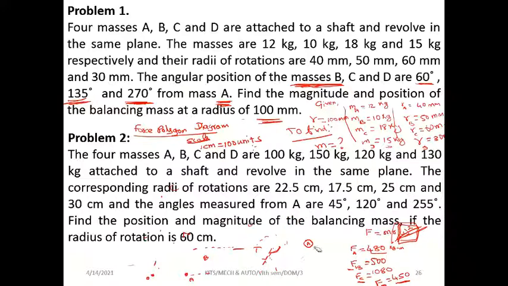Let me read the second question. The four masses A, B, C, D are 100 kg, 150 kg, 120 kg and 130 kg, attached to a shaft and revolved in the same plane. The corresponding radii of rotation are 22.5 centimeter, 17.5, 25 centimeter and 30 centimeter, and the angles measured from A are 45, 120, 255. Find the position and magnitude of the balancing mass if the radius of rotation is 60 centimeter.